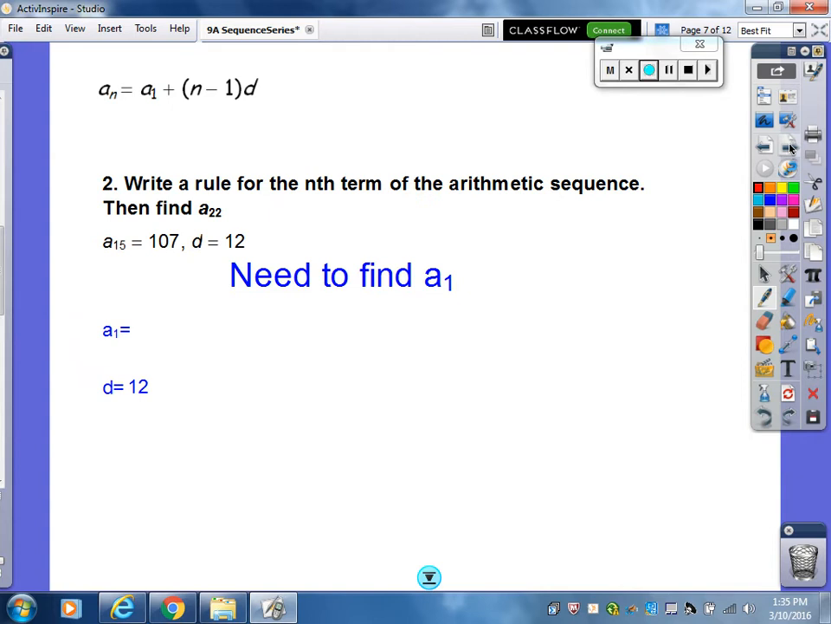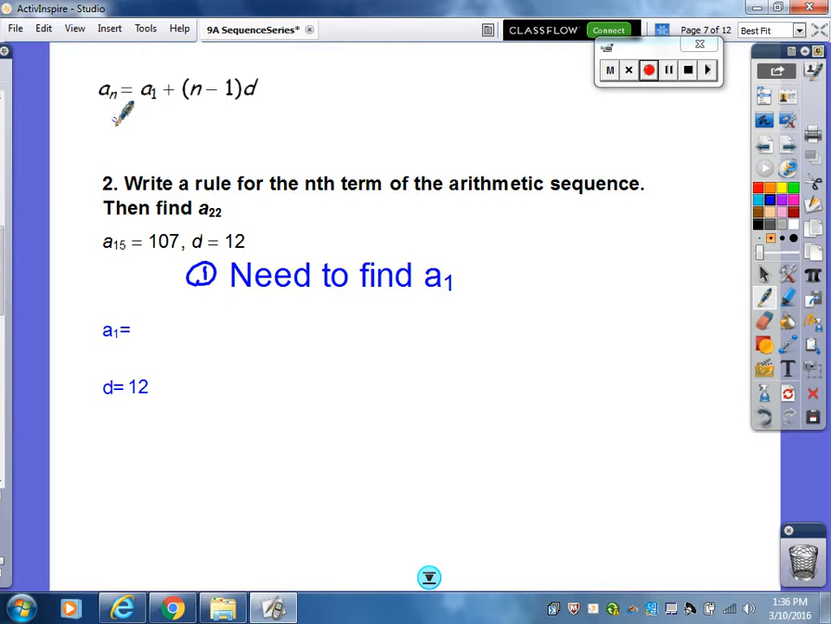All right, example number 2. Finding the nth term of the arithmetic sequence. And you've got to tie the fact to the thing that you've got to memorize this particular formula. All right. Now, it tells me the 15th term is 107 and my common difference is 12. So I know my difference is 12, but now I don't have A1. So my first step is to find A sub 1. So I'm going to use this formula up here to find A sub 1.